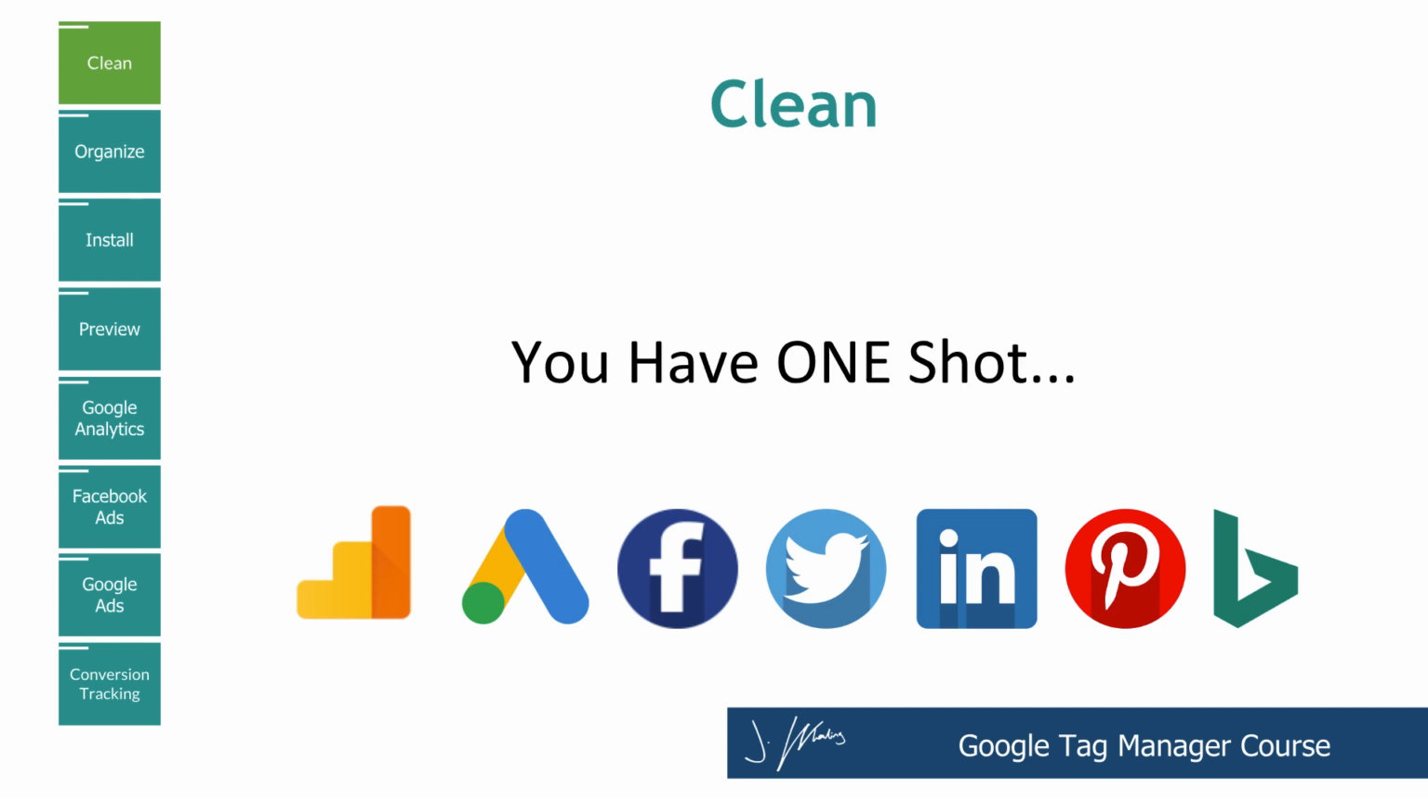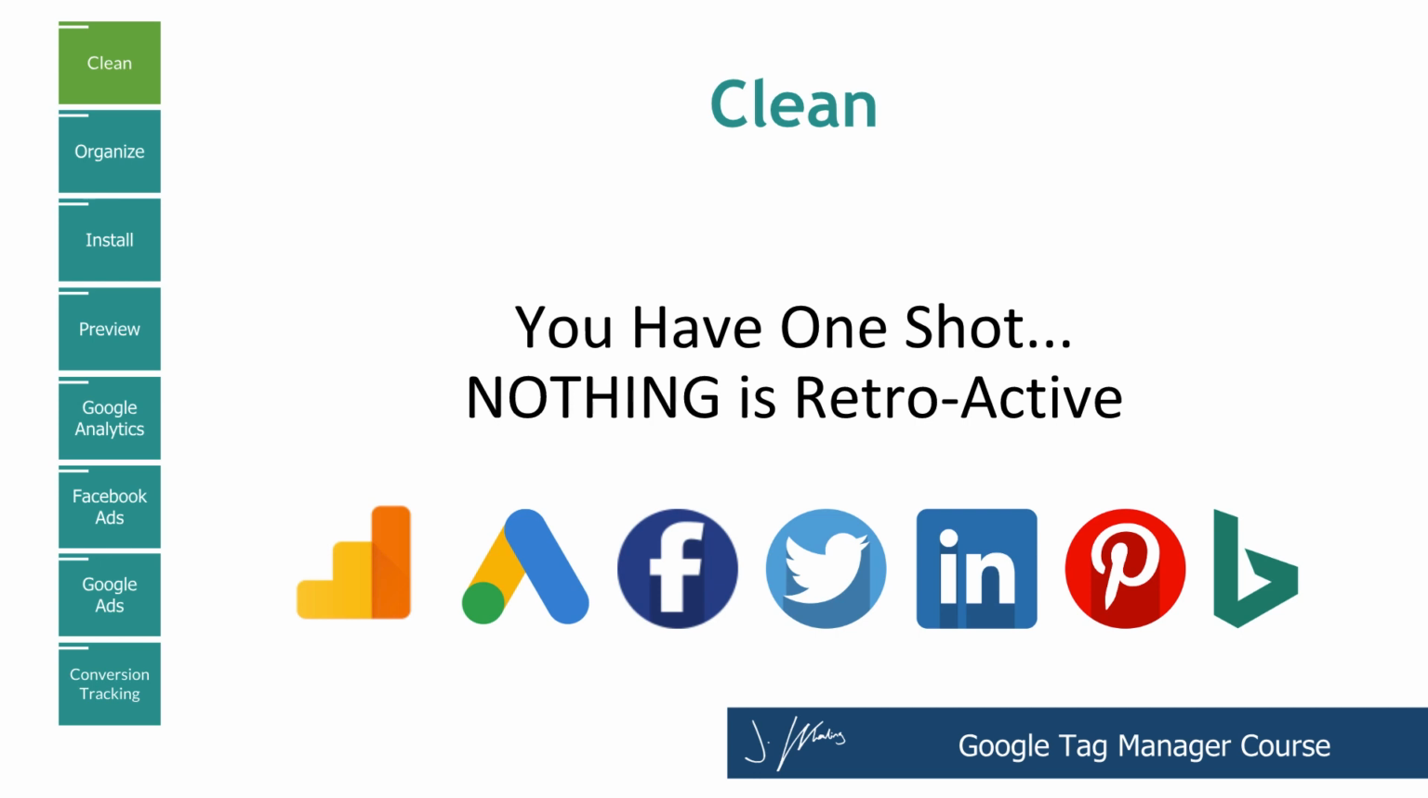And when I say one shot, that's because nothing is retroactive when it comes to your tracking. So the last thing we want is for your Facebook pixel to be firing twice, for conversions to be tracked multiple times because the code's in the wrong place, or it's being fired more than once because it's in one place with your previous install and then now it's here with Google Tag Manager.